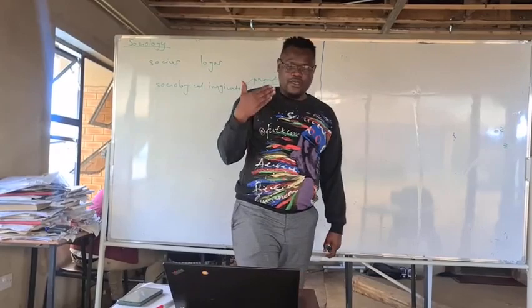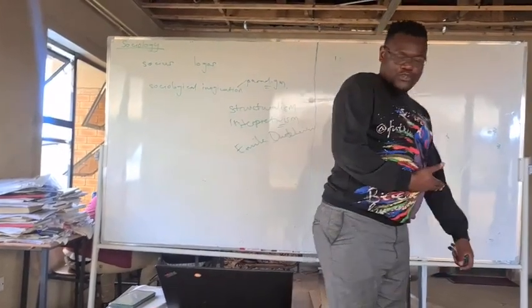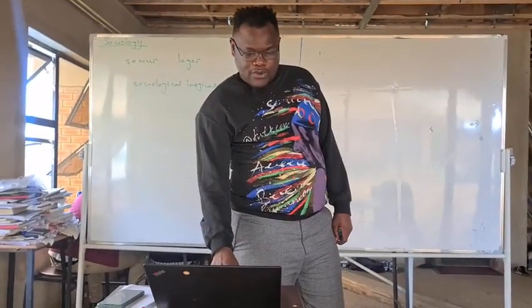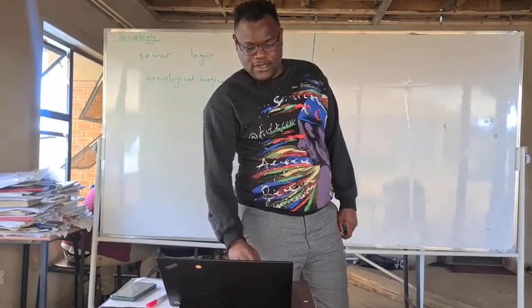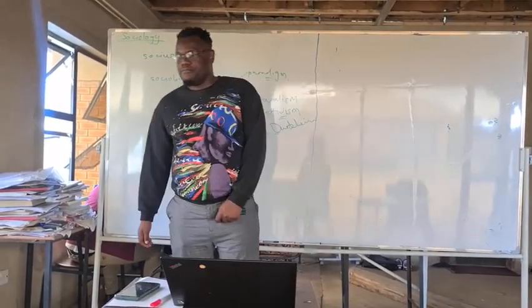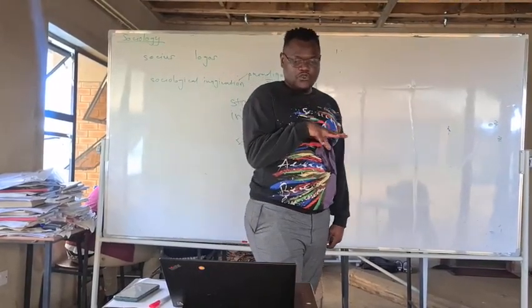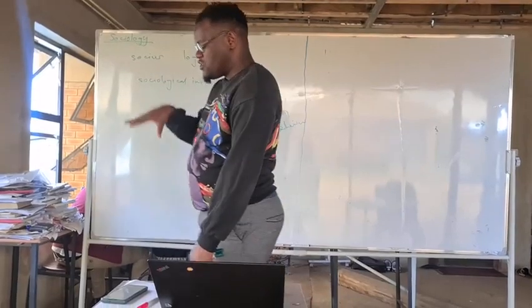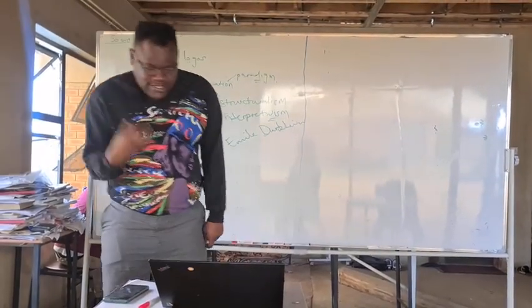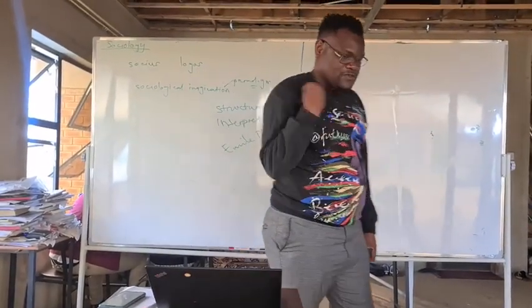Right, so that's it for this lesson. In the next lesson, we will look in detail at the sociological perspectives. But before we go into that, we have to look at the historical development of sociology. How did sociology come about? What were the factors which contributed to the realization of sociology?